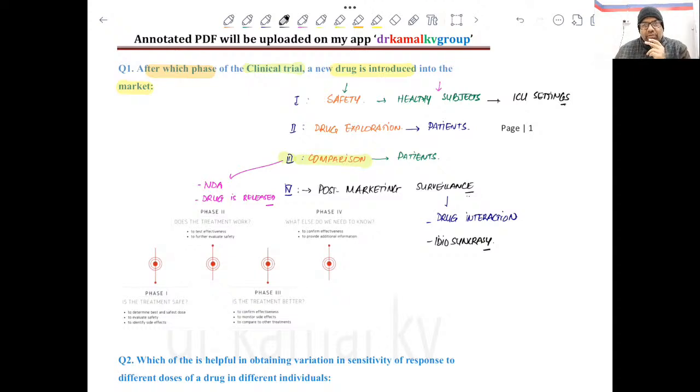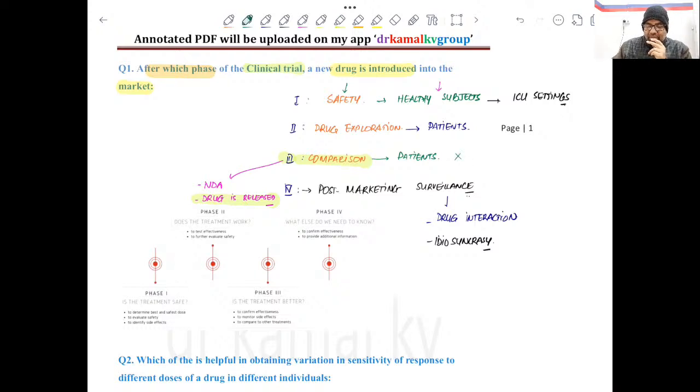So these are the 4 phases of clinical trials. Phase 1 is about safety, phase 2 is about drug or therapeutic exploration, phase 3 is about therapeutic comparison, and phase 4 is post marketing surveillance. Clear? So the time when the drug is introduced into the market is after phase 3. Many times, rather than going for such a lengthy procedure, because maybe after phase 3, when we do therapeutic comparison, we might come to know that this drug is not superior to the already available options in the market, and then at times we have to discard the drug.